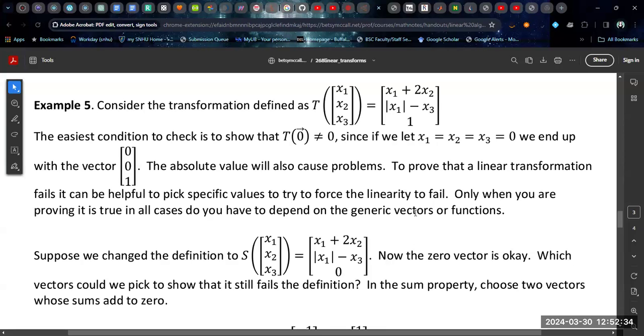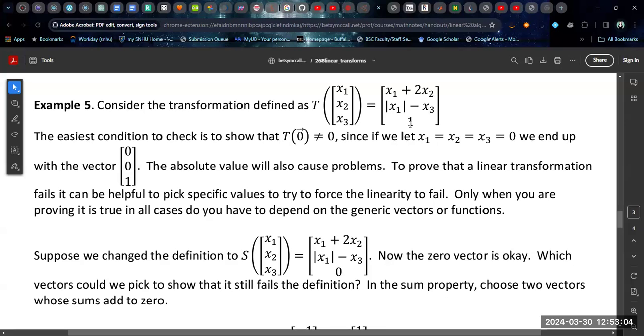So the easiest one to check, as I said, when you have a function that's actually going to fail the test of being linear, is to check this extra one that I added, that the transformation applied to 0 has to equal 0. And that's because in this last row, if I let this vector be all zeros, I'm still going to end up with the vector 0, 0, 1 because of this 1 here.